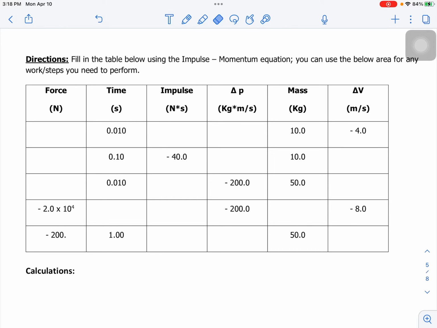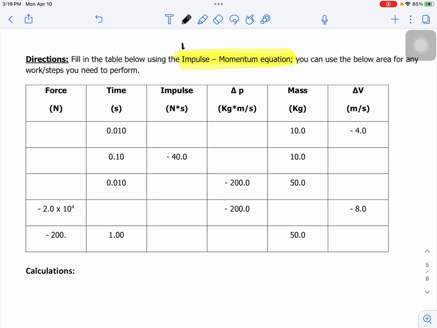I'm going to help you fill in this table that's on page 5 of the momentum structured notes. So it looks like there's a lot of gaps missing in this table here. And the thing that you're going to have to use to fill in those gaps is the momentum impulse equation. The momentum impulse equation is pretty straightforward. In fact, it's given on the table.